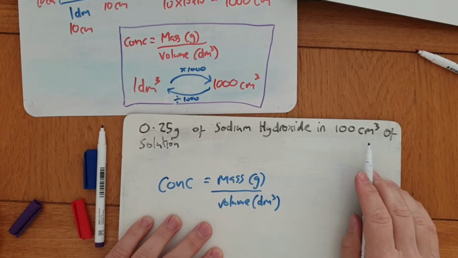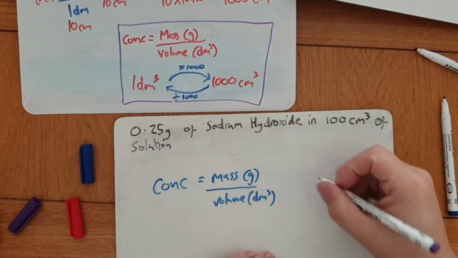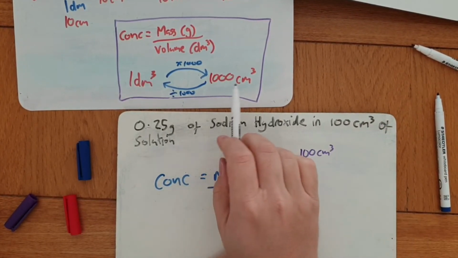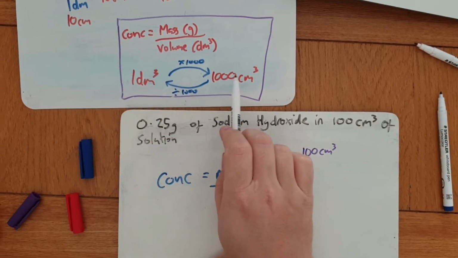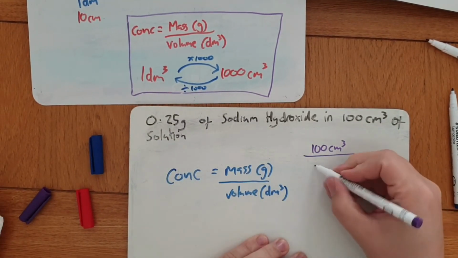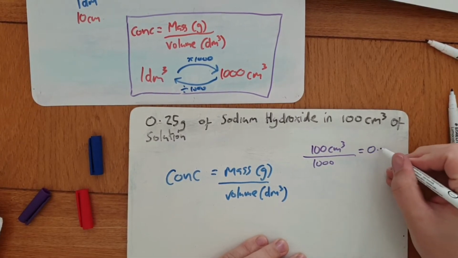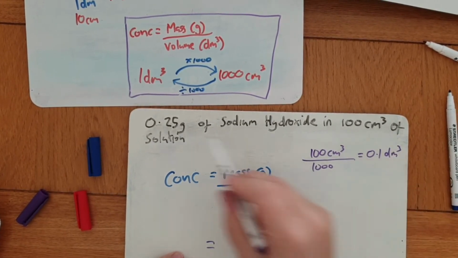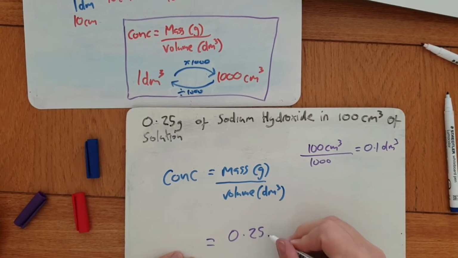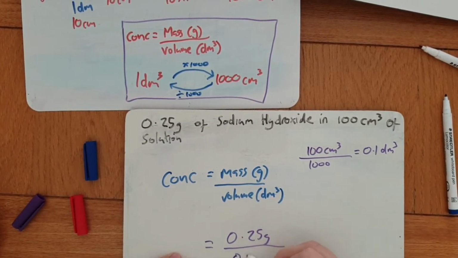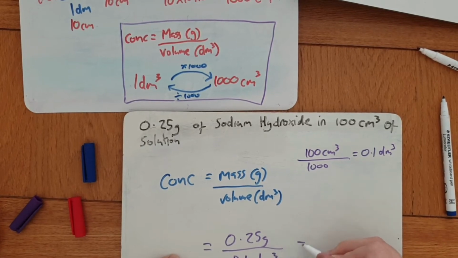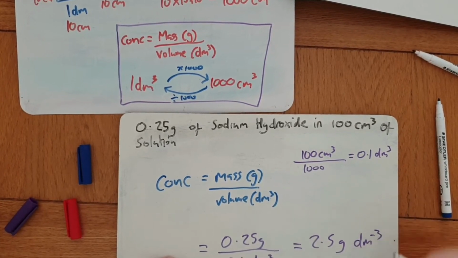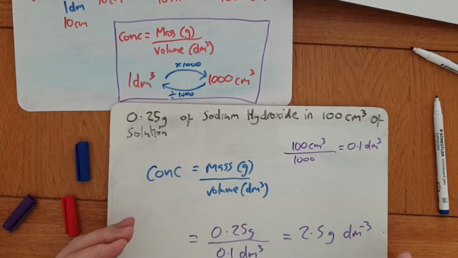So the first thing we need to do is to change and work that out. So we go 100 centimeters cubed. We need to turn it into decimeters cubed. Check our notes. Centimeters cubed into decimeters cubed, we need to divide by 1,000. So 100 divided by 1,000, that is 0.1 decimeters cubed. So now we can put that down there. So the mass, 0.25 grams divided by 0.1 decimeter cubed equals 2.5 grams per decimeter cubed. So that's how you work that one out.